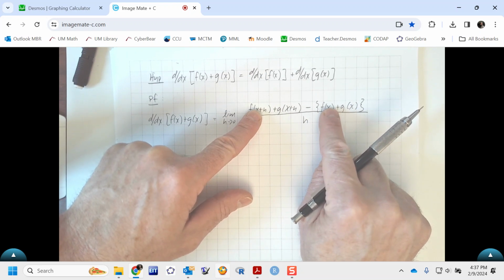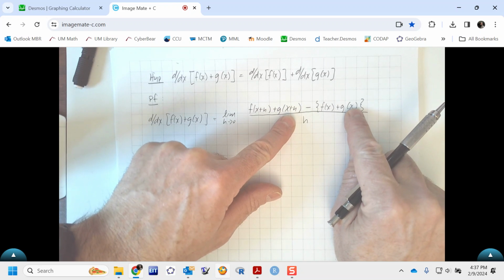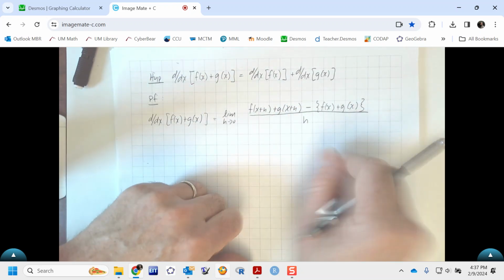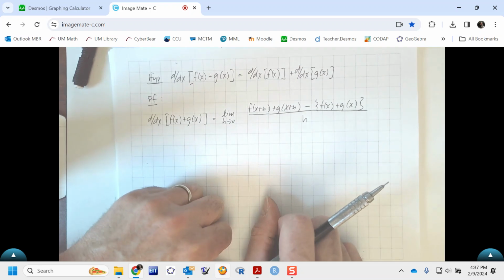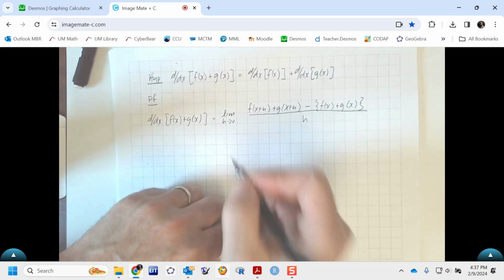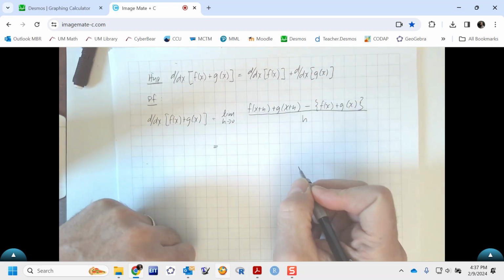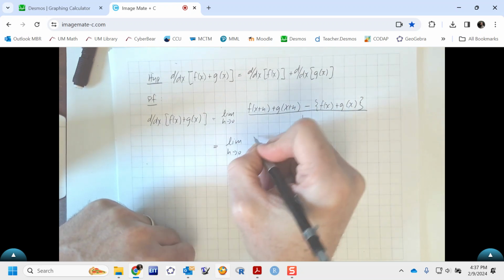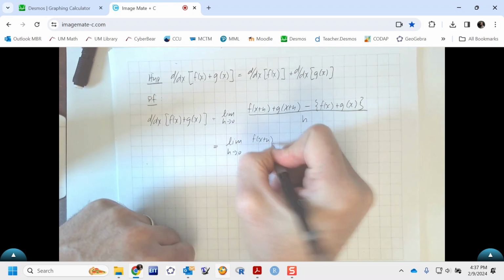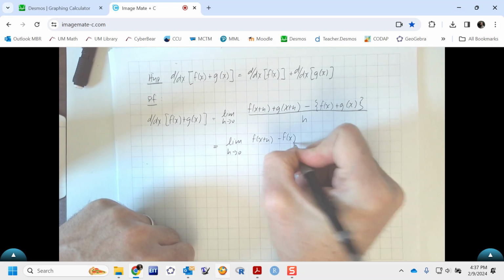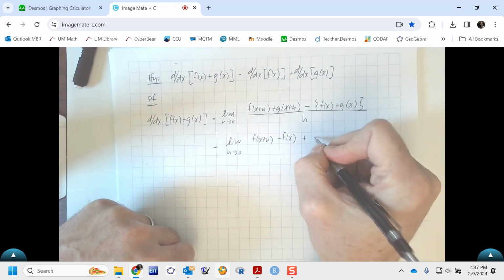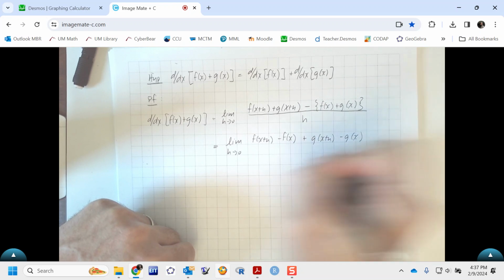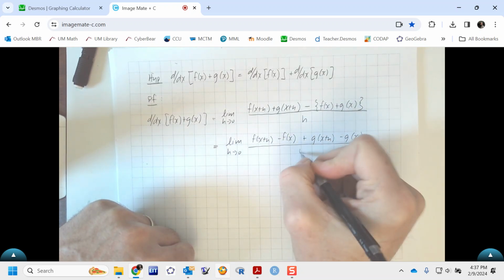The difference quotient for f. This function here over h is the difference quotient for g. So if we can just separate those two things, put a limit in front of both of them, then we've got this result here. So that's what I'm going to do next. I'm going to say, well, this is the same thing as the limit as h goes to 0 of f of x plus h minus f of x plus g of x plus h minus g of x all over h, right?